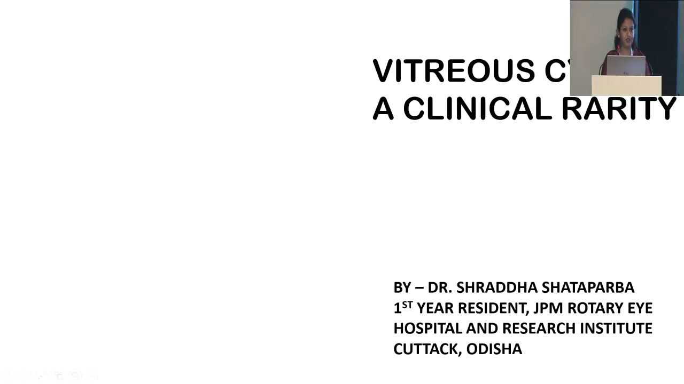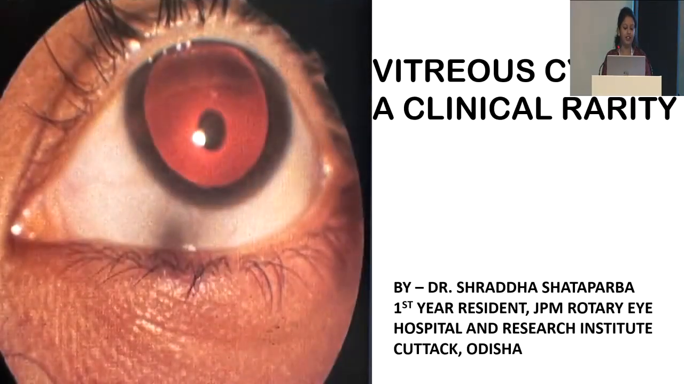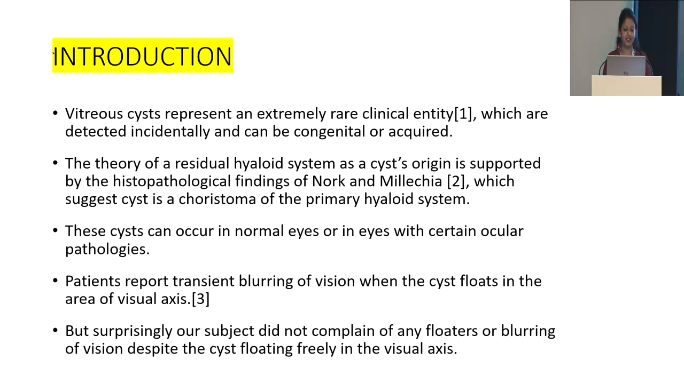I'm Dr. Shraddha from Odisha and would like to present a case of a vitreous cyst, a clinical rarity. These cysts represent an extremely rare clinical entity which could be either detected incidentally, or congenital or acquired. Theories suggest that they could be choristoma of the primary hyaloid system. They can occur in normal eyes as well as in those with certain ocular pathologies.